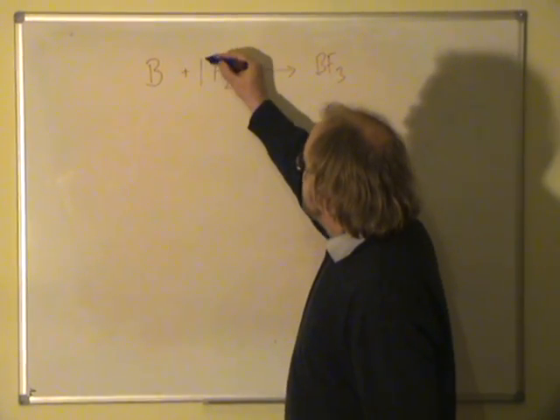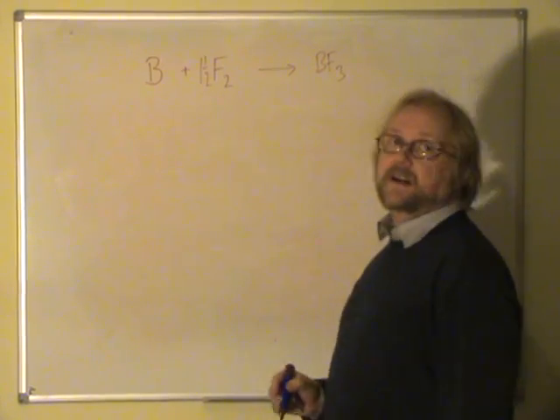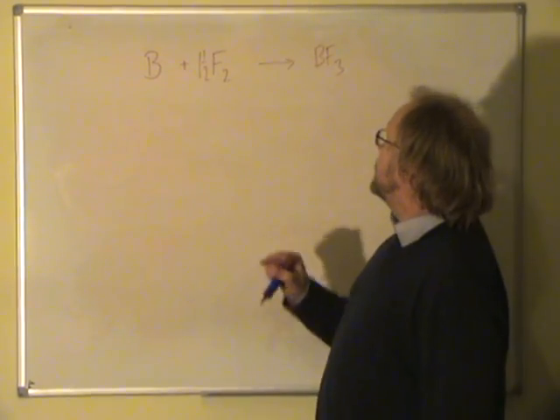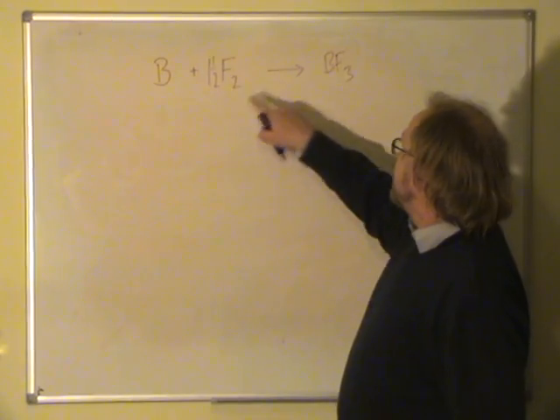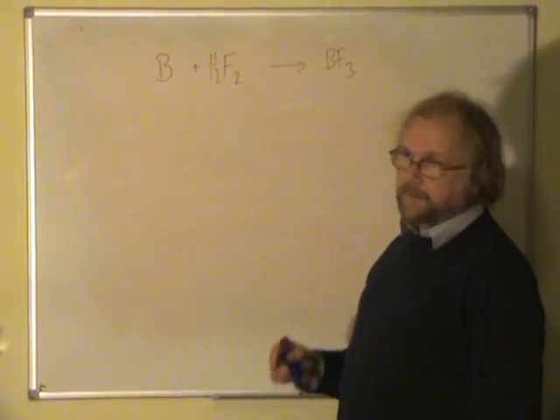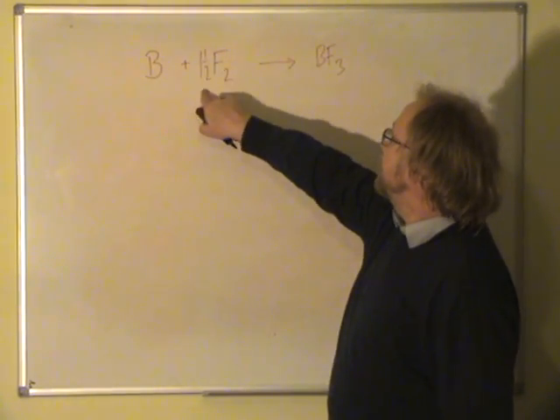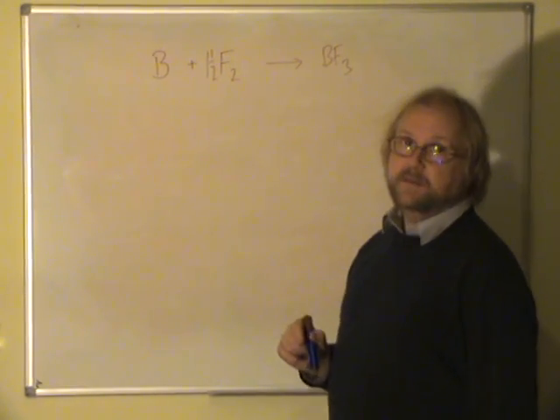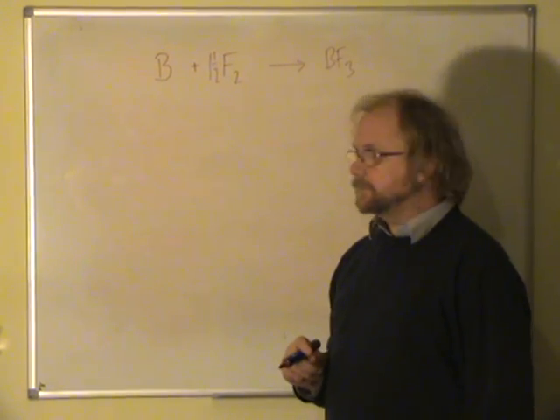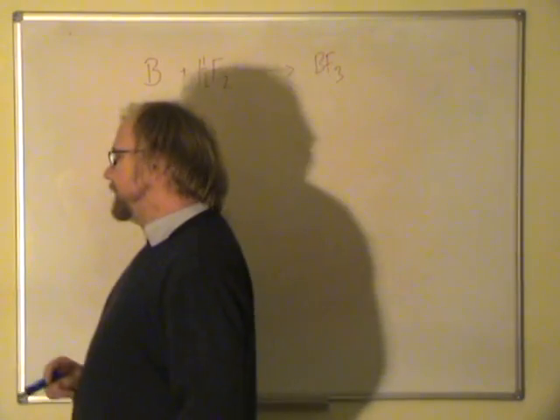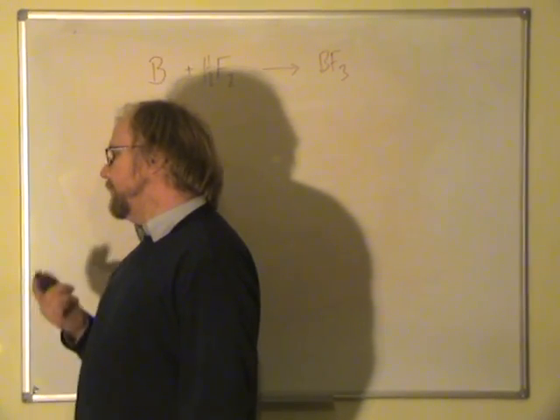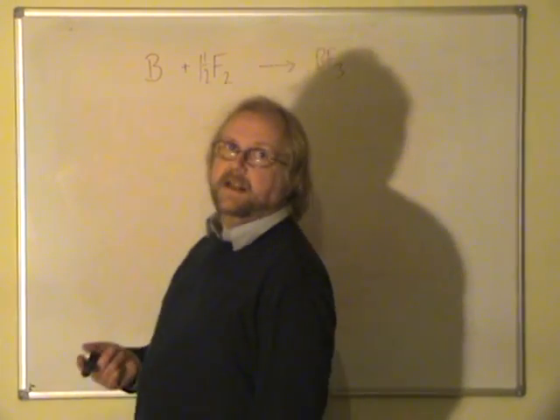The easy way to do it is just to put 1.5 in front of the fluorine, because that will give us the 3 fluorine atoms to balance it up. If you prefer, you can have 2 borons and 3 F2s to give you 2 BF3, and that would be fine as well. Okay, so now we get on to the shape of the BF3 molecule.